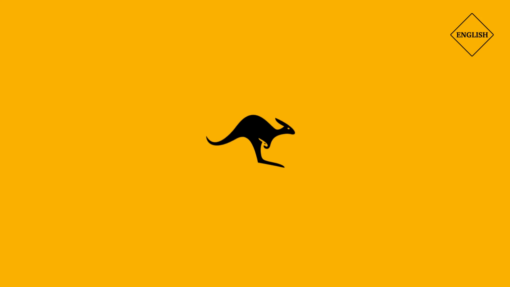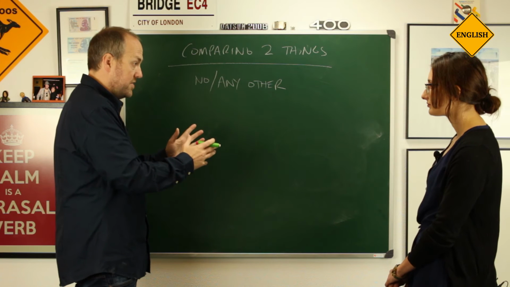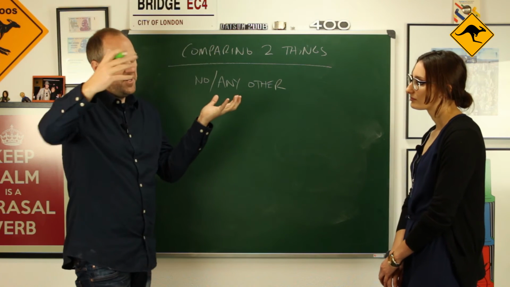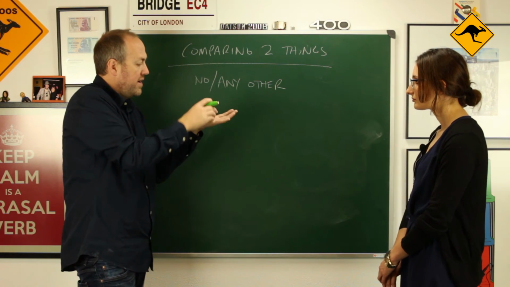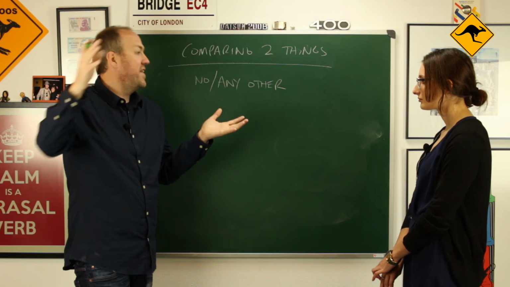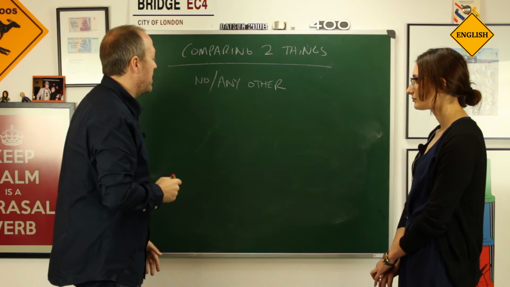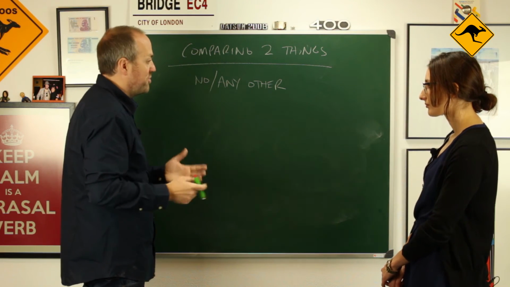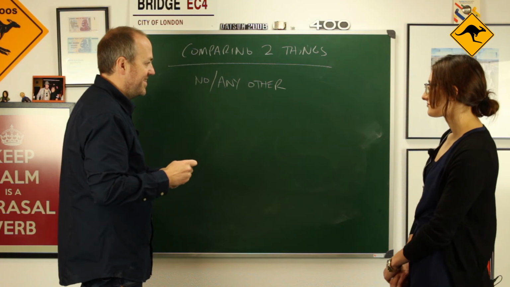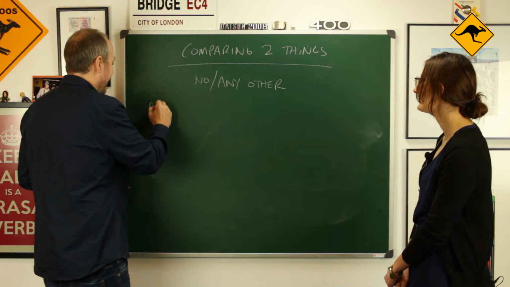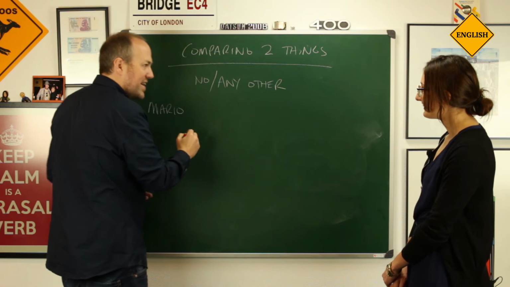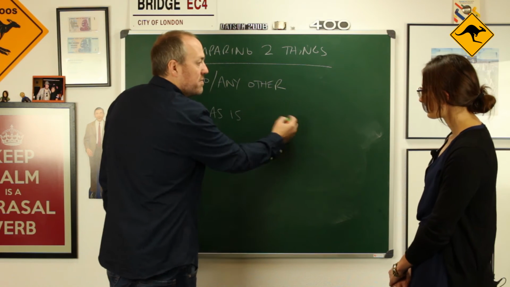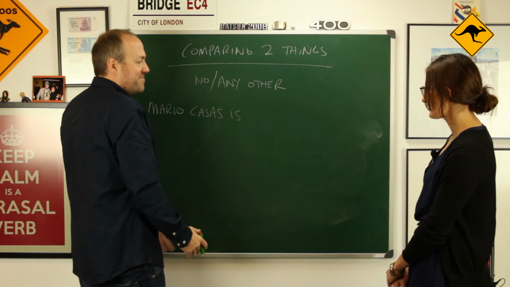One more type. This would be when we're comparing two things, but we're comparing one thing from a bigger category of things. We want to compare this thing from a category to all of the other things in the category. For example, who do you think is a very good actor or actress? I like Mario Casas. Me too. So we can say something good about him. Mario Casas is a good actor.